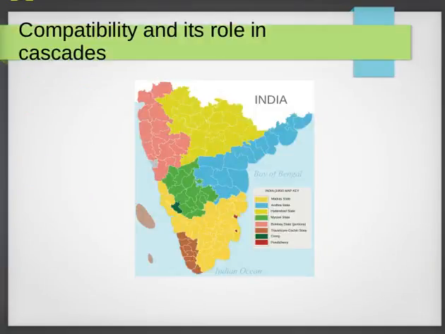Next we try to see the compatibility and its role in cascades. We have already discussed the theory of coexistence, where we have seen that two technologies can simultaneously exist in a network, and coexistence is not a rare phenomenon. Coexistence generally happens and it is very common. For example, A and B can be two different languages which are coexisting along a national border.